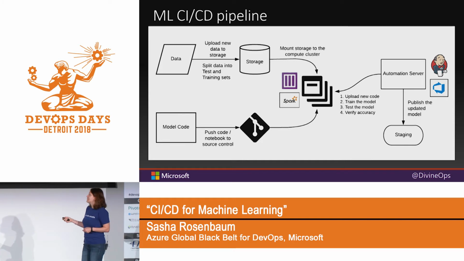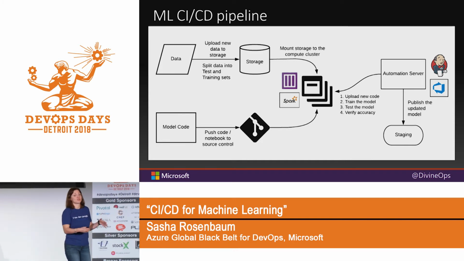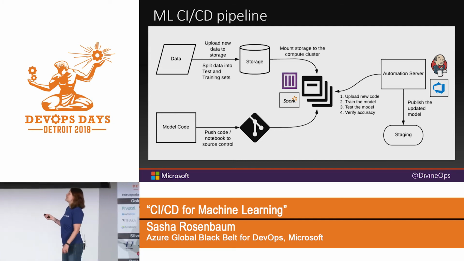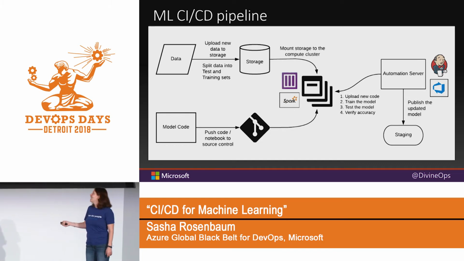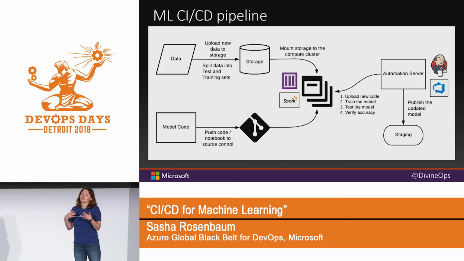So 1 entry point is my model code changed, right? So I made some changes to my actual script. And then I obviously get to push it into source control. Now, most of our customers stop here. That's the extent of the DevOps for ML. But you also have another entry point, which is you push in data.